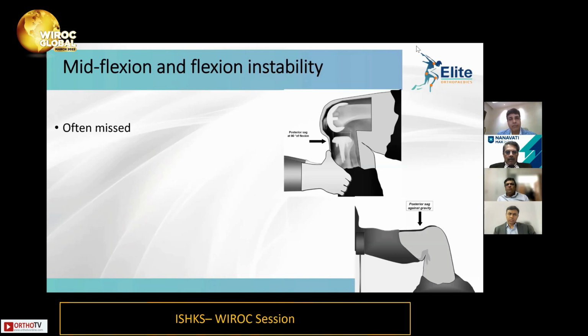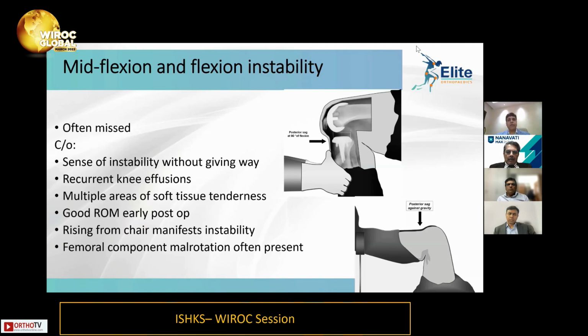The new caveat that you find in a lot of cases is flexion and mid-flexion instability. A lot of these cases who are unhappy post surgery, this is the missed quadrant, and I'll spend a minute on this. They have a history of giving way, recurrent effusions. They always have good range of motion post-op because the flexion gap was always loose. The problem will be rising from a chair, which manifests instability.